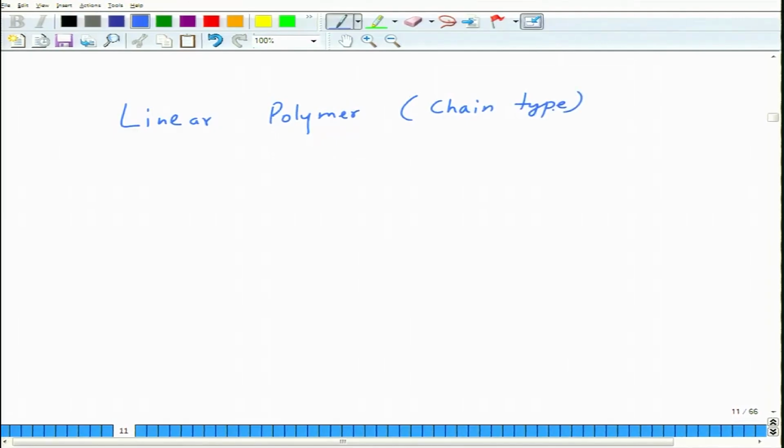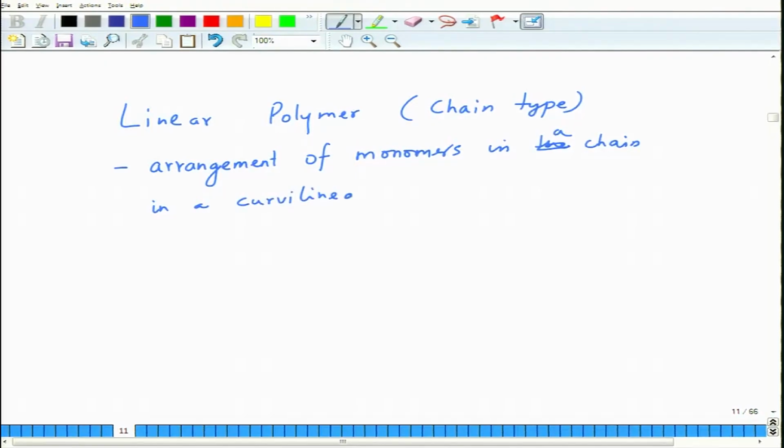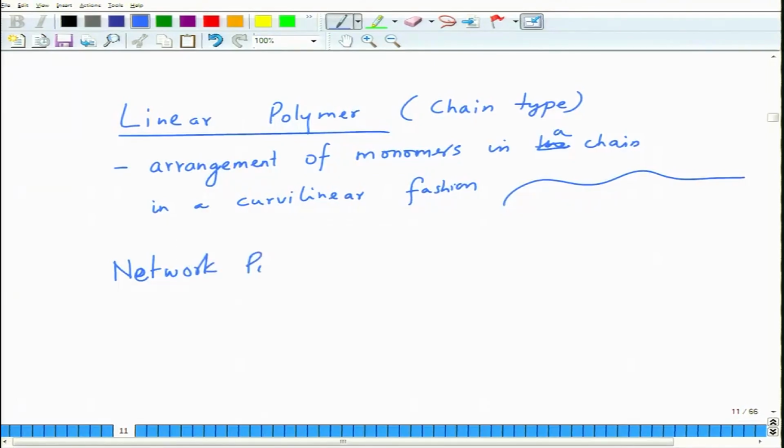Basically it requires that monomer means one mer. It is an arrangement of monomers in a chain in a curvilinear fashion, like this. And then you have what we call network polymers.